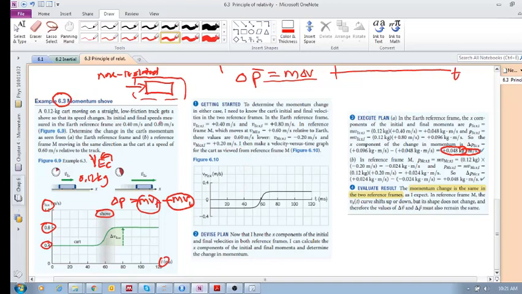Now, what about calculating the change in momentum in another reference frame called M? This reference frame is moving in the same direction as the cart. So it's moving along with the cart, but at a speed of 0.6 meters per second relative to the track. So if the cart is moving at 0.4 and this reference frame is moving at 0.6 meters per second, what do you perceive the cart to be doing?